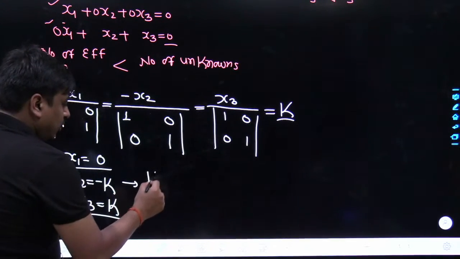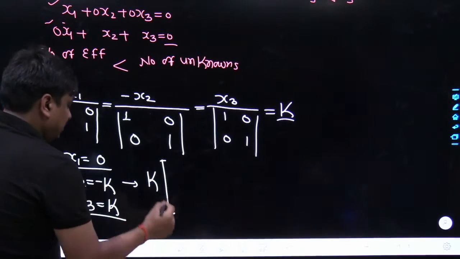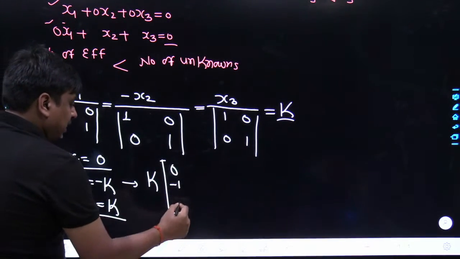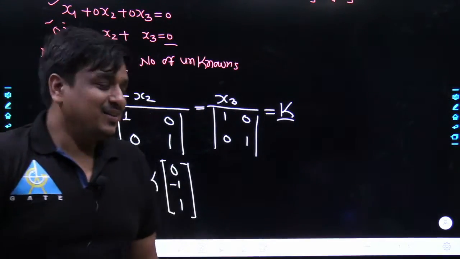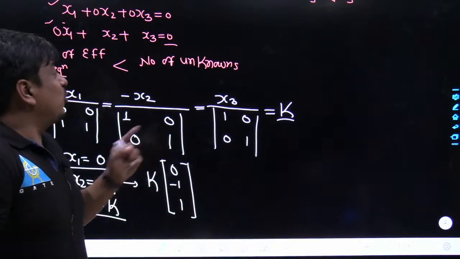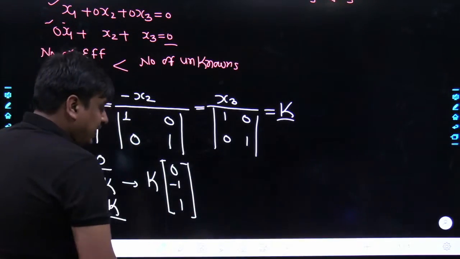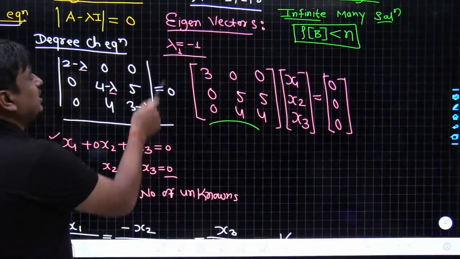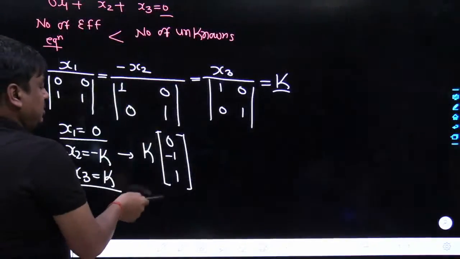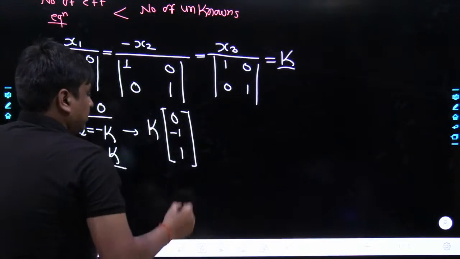So if we talk about the eigenvector, it's simply going to be 0, minus 1 and 1. And keep in mind, this eigenvector is true only for its corresponding eigenvalue. May I know which eigenvalue it was? For lambda 1 is equal to minus 1.